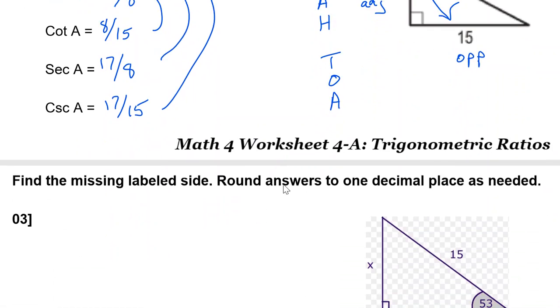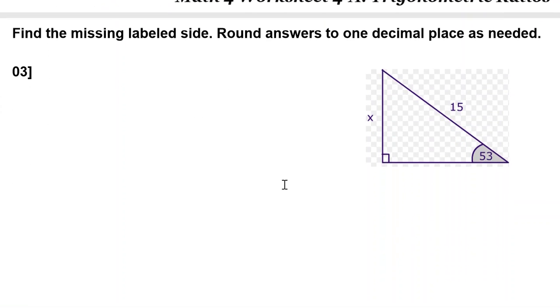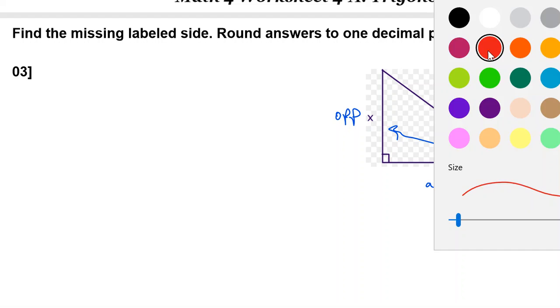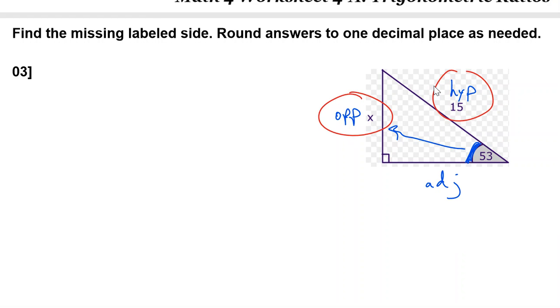Okay. Now we get to solve a bunch of problems that are SOHCAHTOA related. If I'm focusing on the 53-degree angle, that means that x is my opposite, 15 is my hypotenuse, and this is the adjacent. Now, my players are opposite and hypotenuse. So when I write SOHCAHTOA, I see that opposite and hypotenuse are these guys. So this is going to be a sine problem.